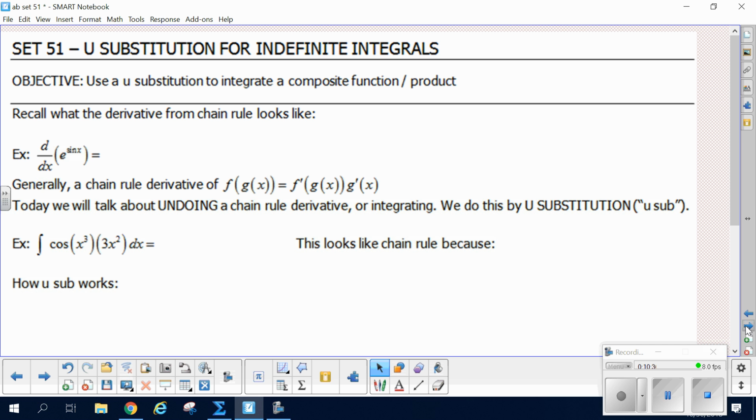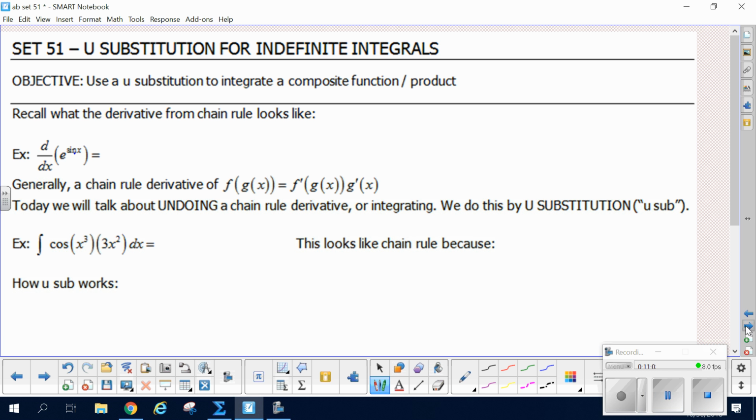U sub. It's U substitution, but everybody calls it U sub. So use a U substitution to integrate a composite function or product. Now, U sub is an integration technique, but it's important to start to see where it comes from back with the derivative. It really comes from the chain rule. If I take the derivative of e to the sine of x, what does the derivative of e to the sine of x look like?